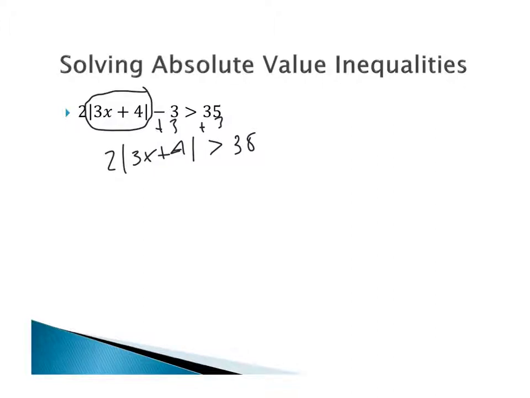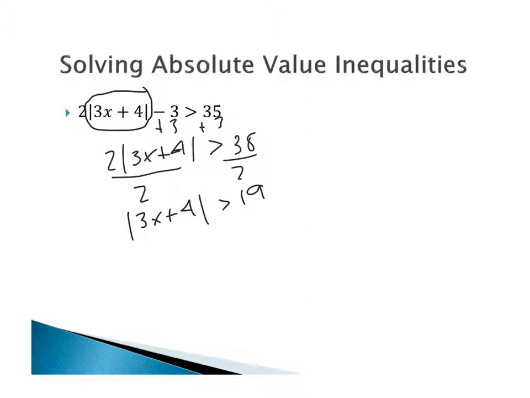Now make sure, and I'm going to do this in red because you can't do this, you cannot distribute this in. That's bad, so we're not going to do that. What you're going to do is divide by 2 on both sides. And now you have the absolute value of 3x plus 4 is greater than 19.